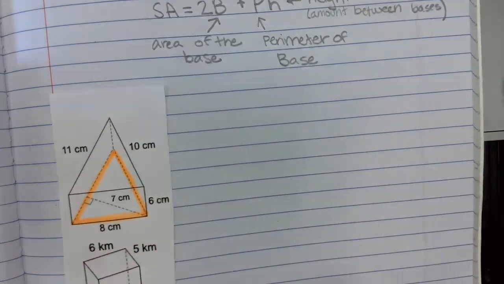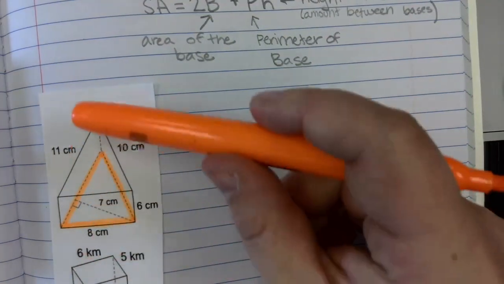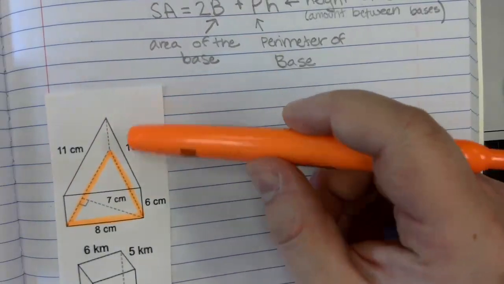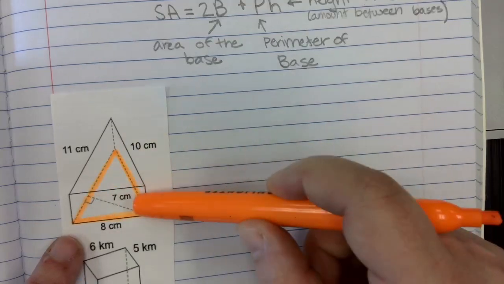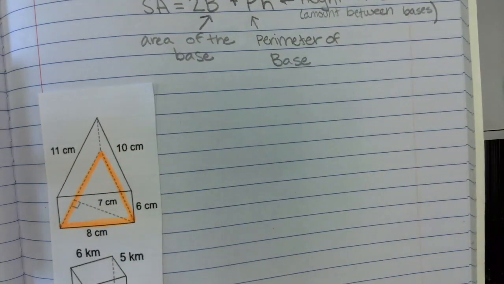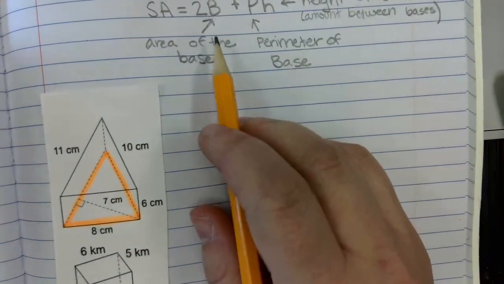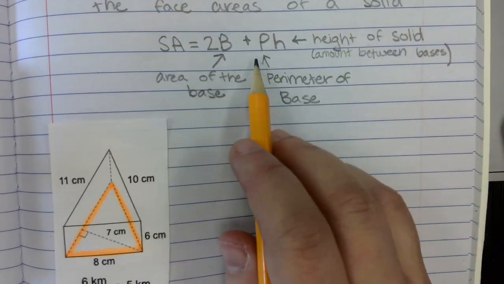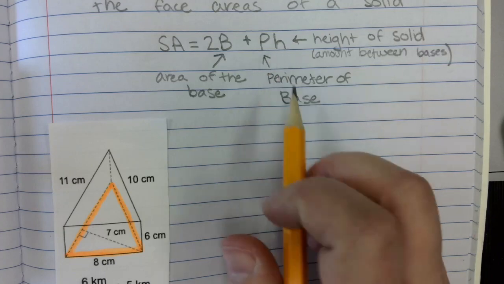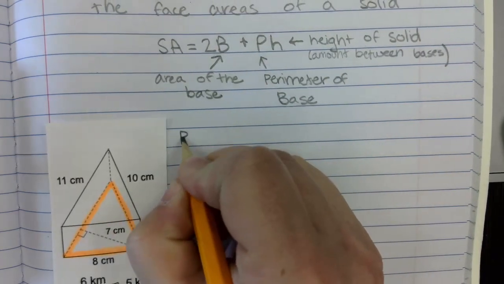I'm going to start with just highlighting one. If you want to highlight both, you can. These triangles just have like a weird overlap to them, so I like to only highlight one in this case. All right, so we need to find 3 parts of our formula. We need to find the area of the base, the perimeter of the base, and then the height of the solid. So I'm going to start with my capital B, my area of the base.